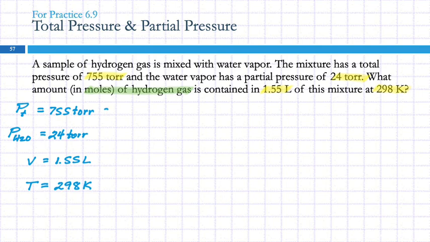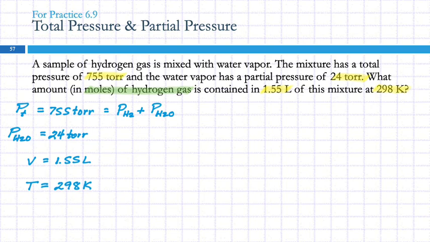So the total pressure here, what are the two gases that are in this sample? We've got hydrogen mixed with water. So the total pressure is going to be the partial pressure of the hydrogen plus the partial pressure of the water. If we use the total pressure to calculate the moles, we'll get the moles of hydrogen and water, but we want just the hydrogen. So that means we want to use just the pressure of the hydrogen.